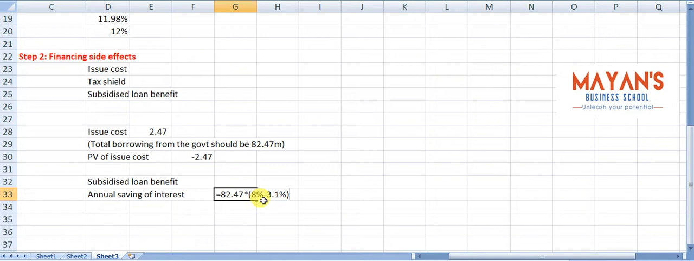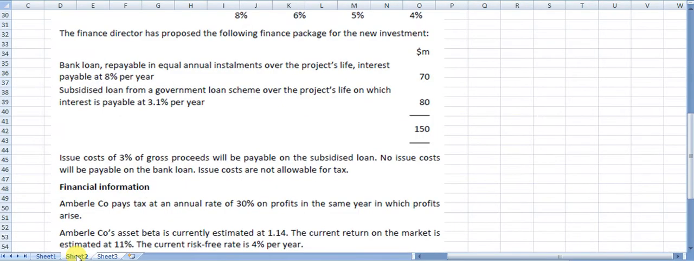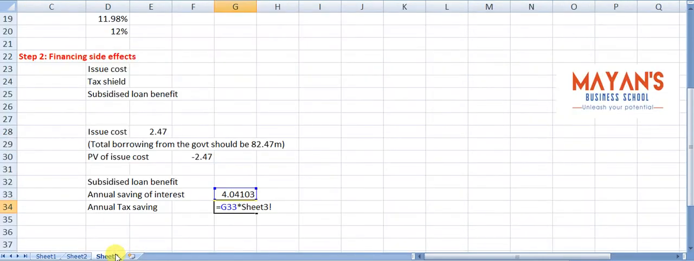Clear? So if your interest amount goes down by this amount, right, then annual tax saving will be this figure into tax rate. How much is tax rate? 30%. Because this is the saving, right? This is the saving in interest, isn't it?